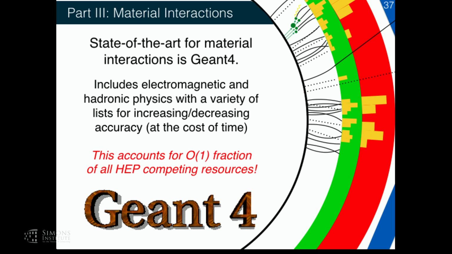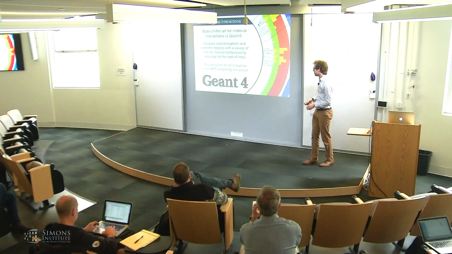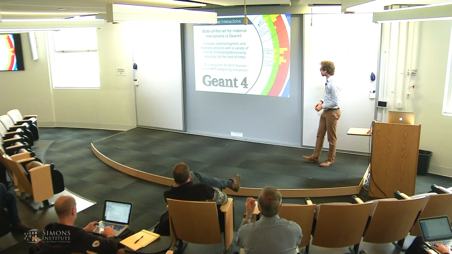There's a series of levels of precision. You can have more precision that takes longer, and we have some compromise at the LHC where we say we need this level of precision, and it takes however much time it takes. But the key takeaway message is that this simulation accounts for an order 1 fraction of all computing resources at the LHC. And in general, in HEP, I think it's also an order 1 fraction.